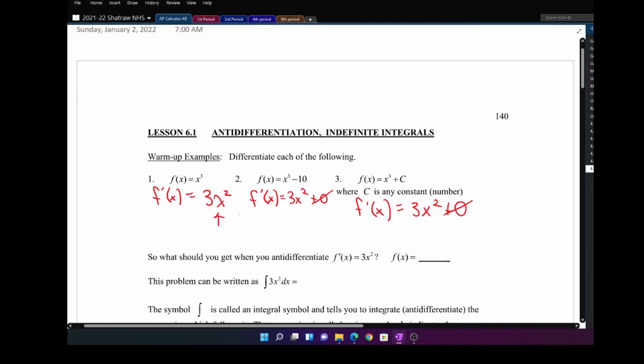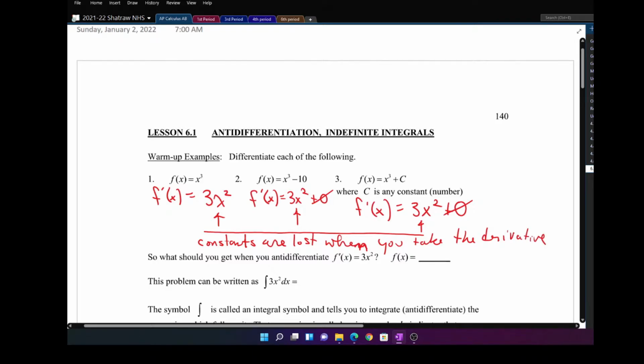And hey, what did we notice here? What was the discovery part of this? The discovery part of this is that constants are lost when you take the derivative.